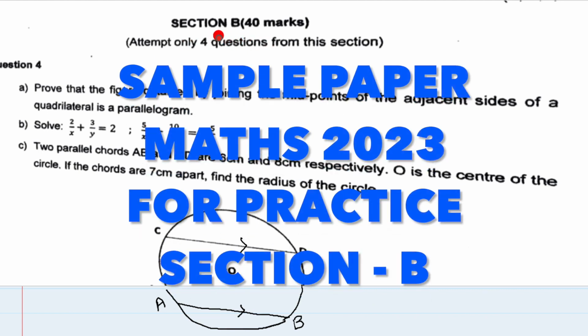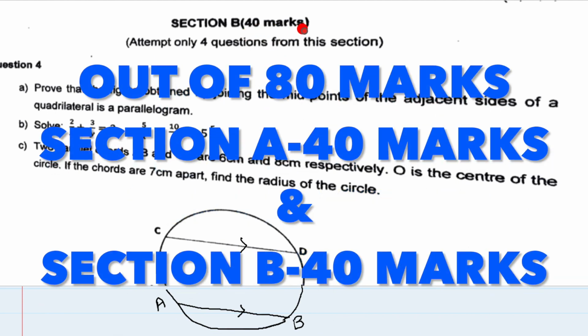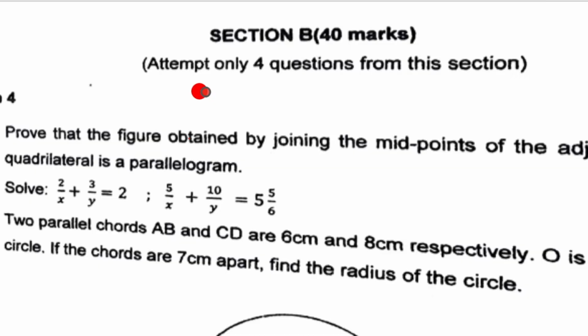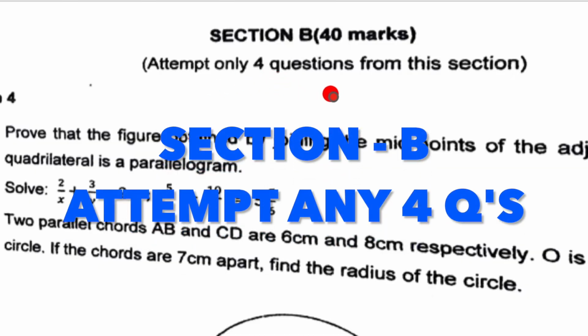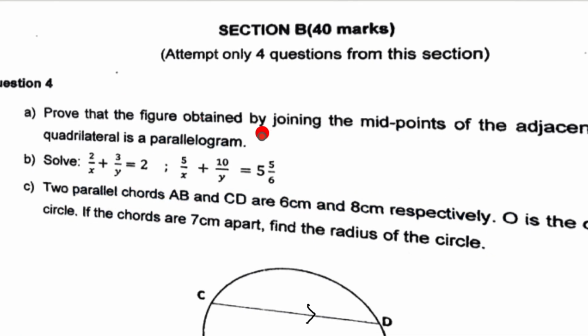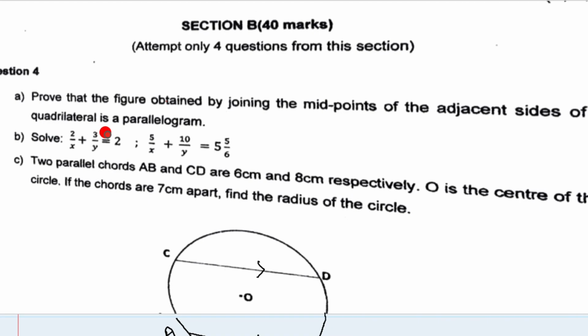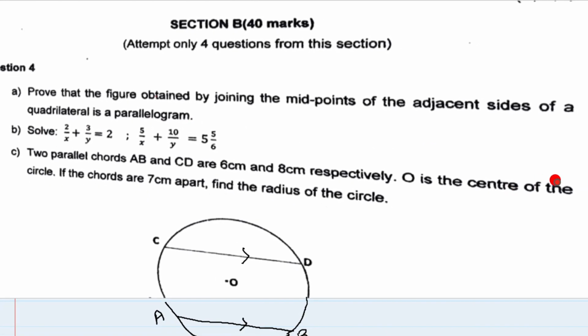Now, as you know, the whole paper is of 80 marks and 40 marks will be in section A as well as section B. In section B, we have to attempt only 4 questions. Let us look at our question 4. Prove that the figure obtained by joining the midpoints of the adjacent sides of a quadrilateral is a parallelogram.